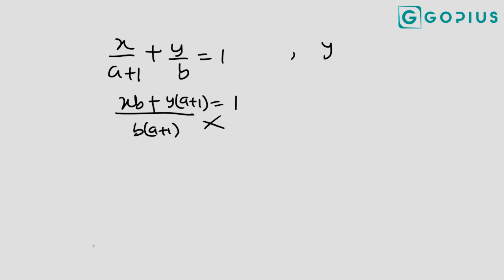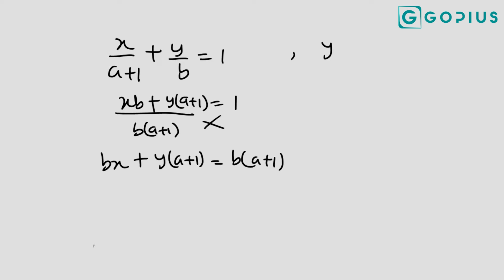We can cross and multiply, so we have xb or bx is the same thing, plus y of a plus b is equal to b into a plus b. Okay, now here on the left hand side I have y that I can expand that bracket, but I don't want to, since I'm trying to make y the subject.